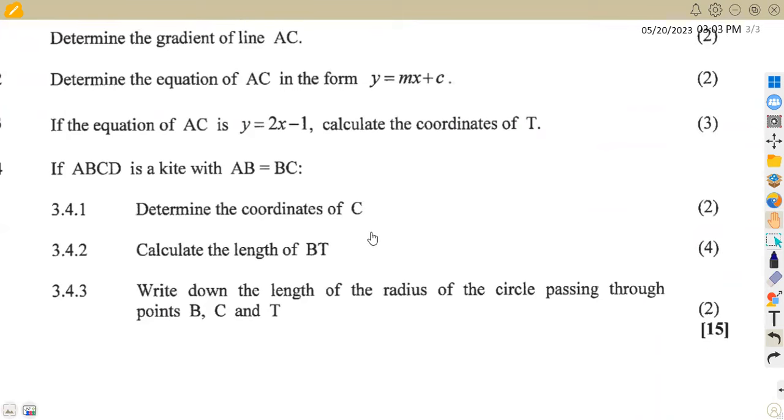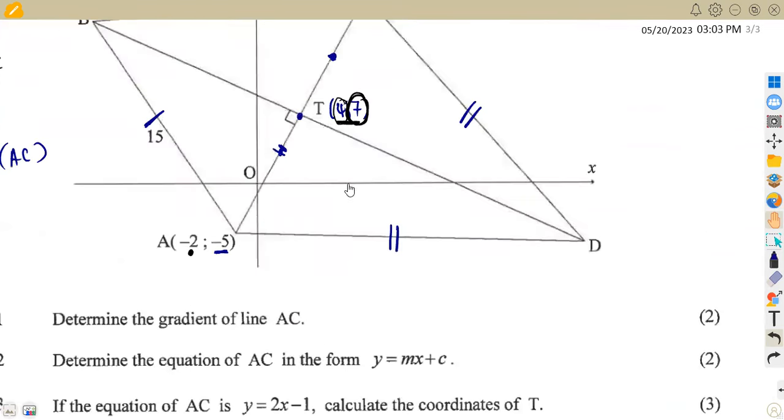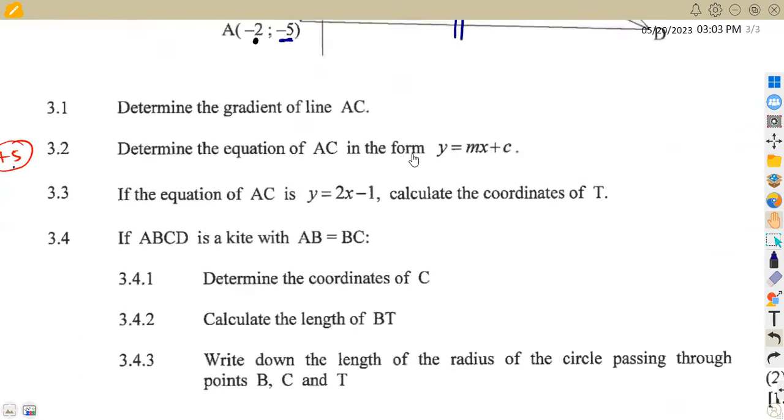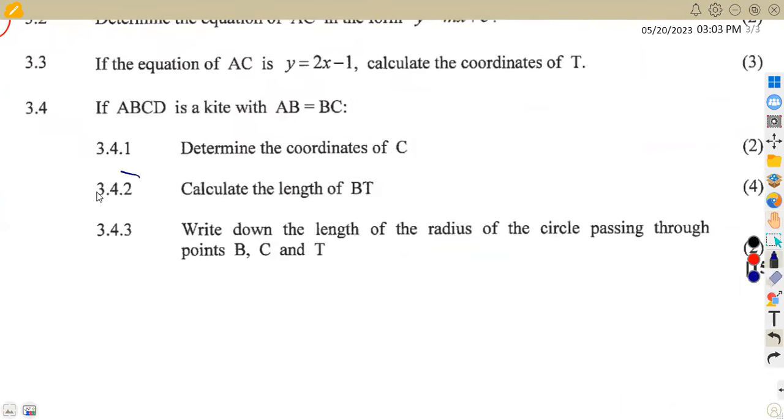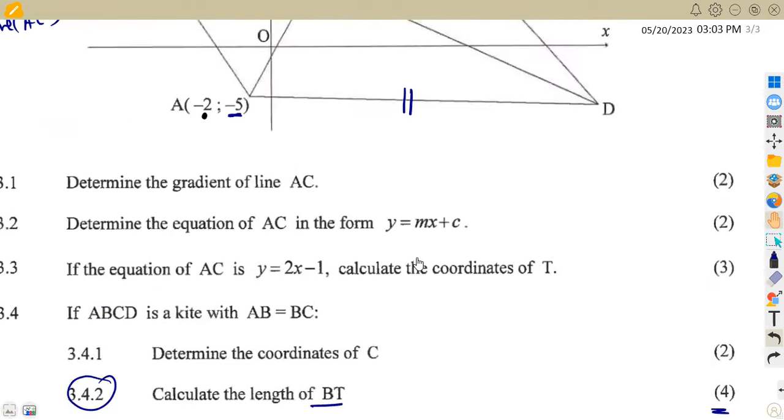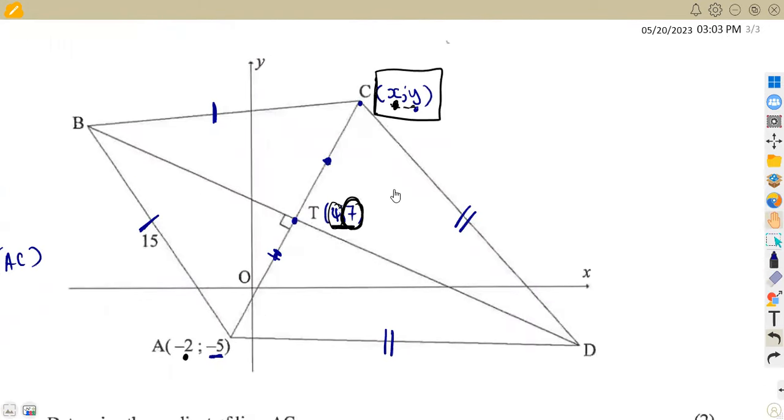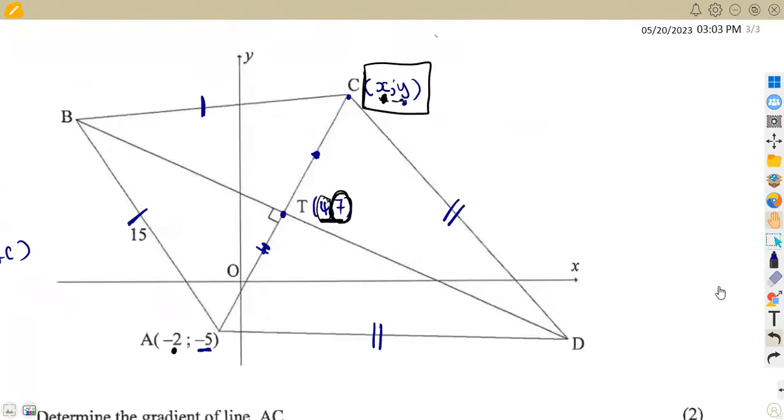BT. Okay, so this is what we have for 3.42, this part here, the length of BT, and this is 4 marks. Okay, let's check from our diagram what we have. This is BT. All right, this is what we have from the point B to the point T.